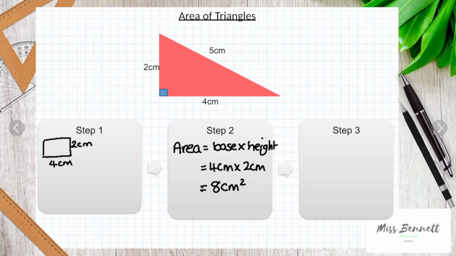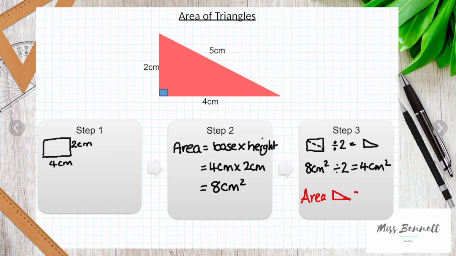We can now relate this back to a triangle. If I take a rectangle and I cut it in half, which is the same as dividing by 2, I get a triangle. So the area of my rectangle is 8 centimetres squared. I'm going to half that, which is giving me 4 centimetres squared. So my final answer for the area of a triangle is 4 centimetres squared. On to the next question.